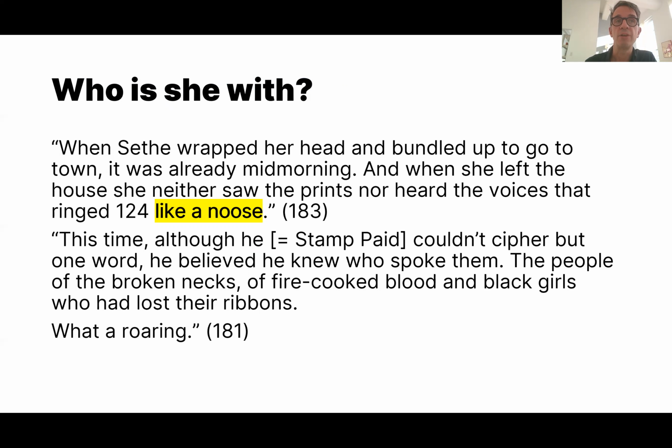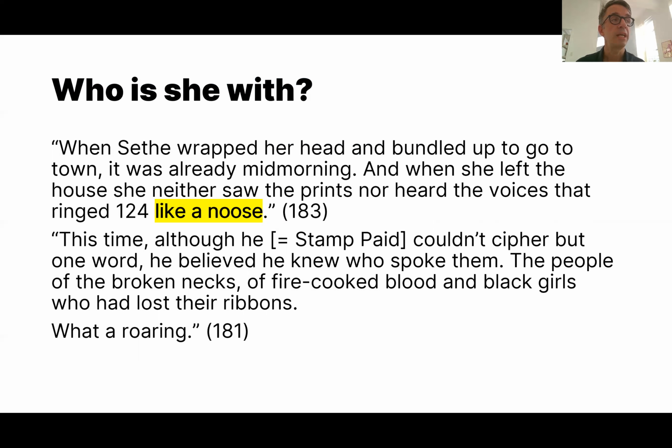It's anticipating lynching or recalling lynching, the extrajudicial murder of Black people by white mob violence, and oftentimes by white elites, right? In many lynchings, people like the governor or the mayor or the chief of police were there. These elites were there, approving and encouraging the violence. So it was terrorist violence against Black people. And Stamp Paid, when he tries to approach the house, he hears voices, a roar of voices, and here's how he describes it. This time, although he couldn't cipher but one word, he believed he knew who spoke them, the people of the broken necks, of fire-cooked blood, and Black girls who had lost their ribbons.